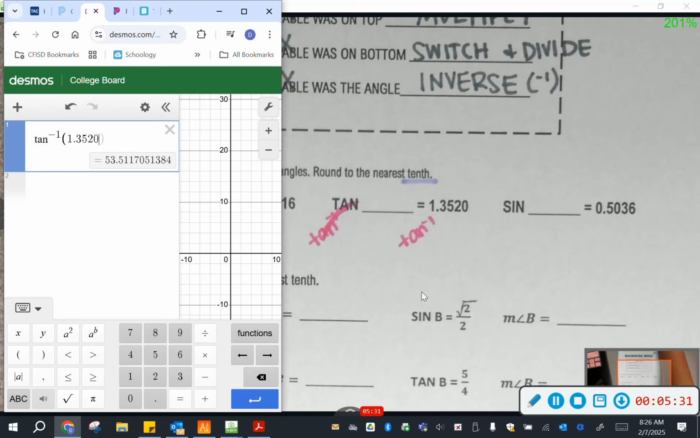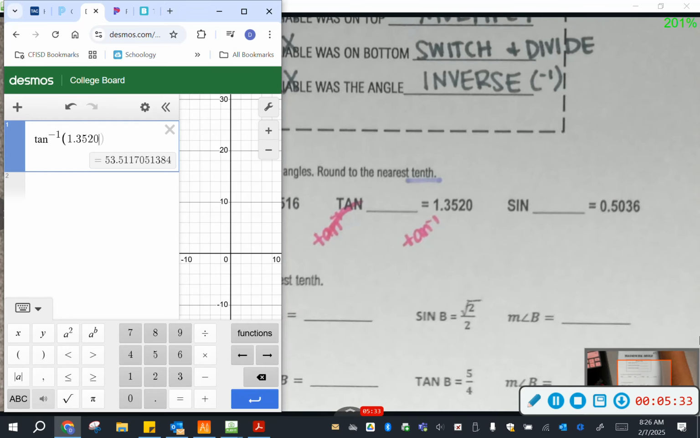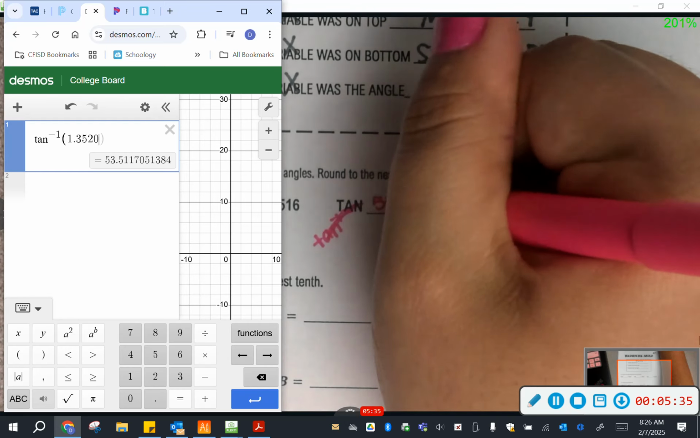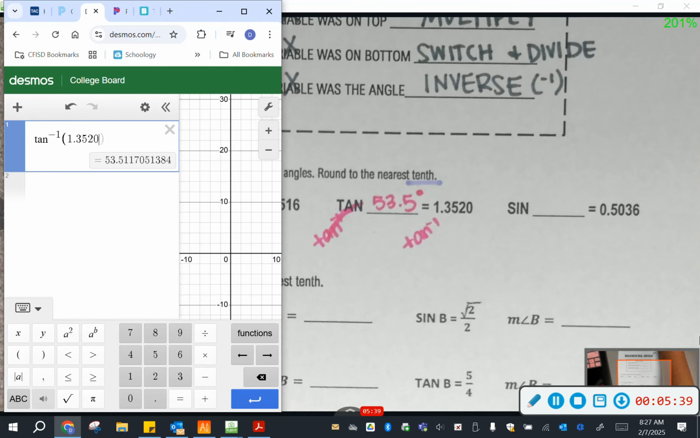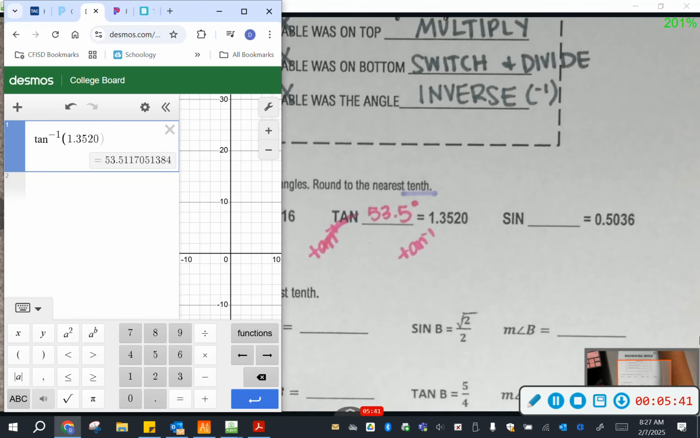1.3520. What is my answer? 53.5 what? Degrees. Is it really that easy? Is that all we're really doing? Yeah, you do the next one on your own.